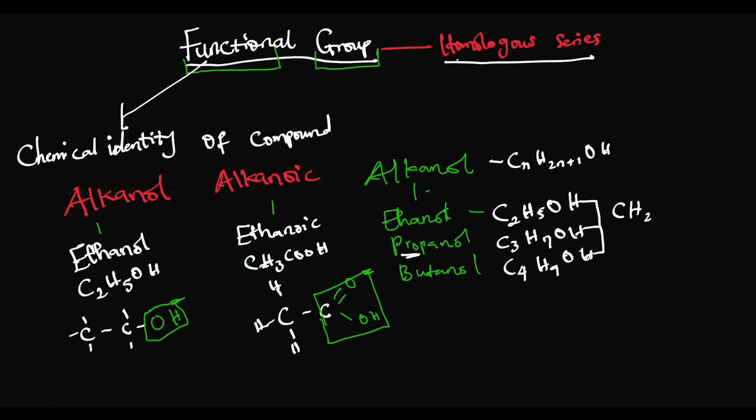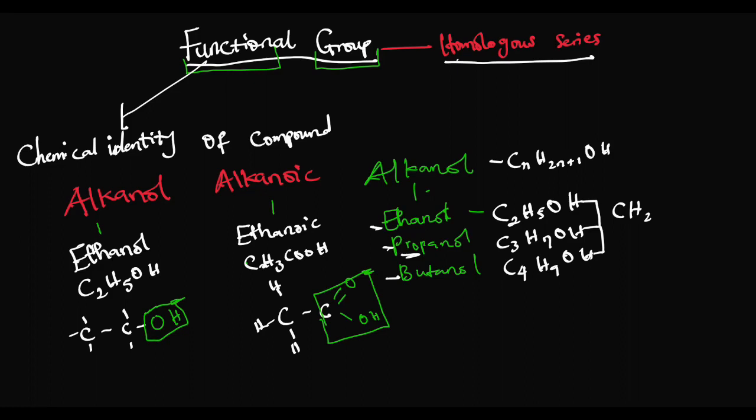Now when we talk about homologous series, we're actually describing a series of compounds having the same general formula, right? A series of compounds that have the same general formula, or we can just say the same functional group, whereby each successive member, that is the ethanol, the propanol, the butanol, differs, right, by CH2. Differ by CH2. Is this clear?